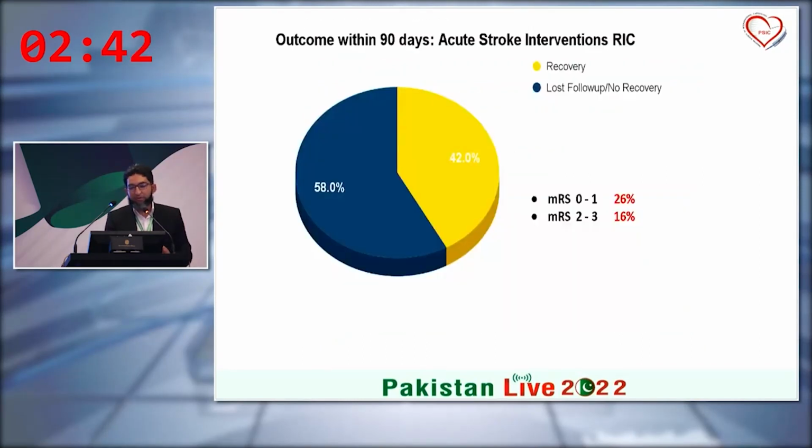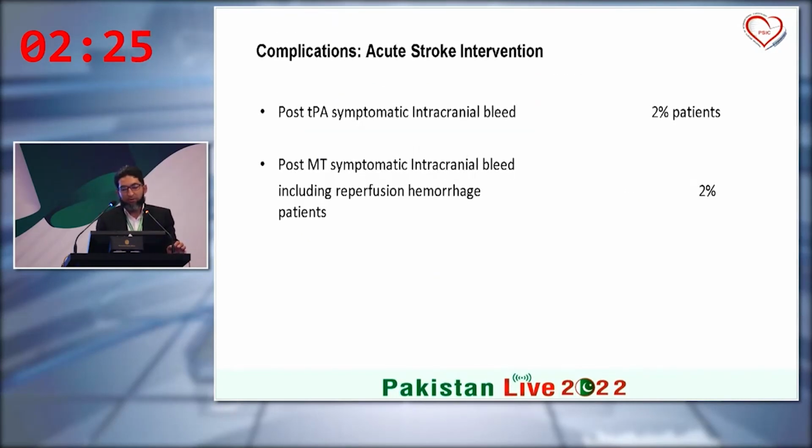So in our data, the good outcome, which is written as recovery here, was in 42% of patients, with 26% of patients having MRS of 0 to 1 within 90 days, and 16% of patients with MRS of 2 to 3. 2% of patients who received IV TPA had symptomatic intracranial bleed, and again 2% of patients who underwent mechanical thrombectomy had symptomatic intracranial bleed, which includes reperfusion hemorrhage.